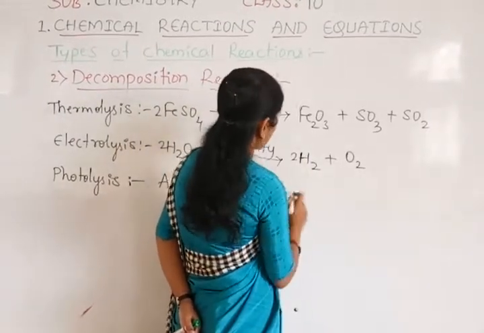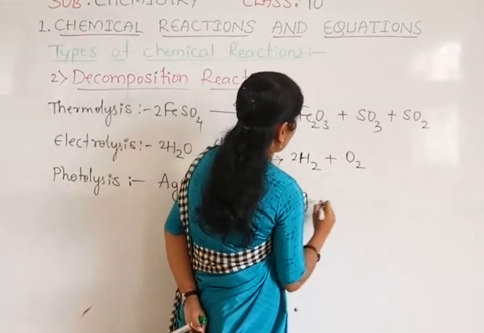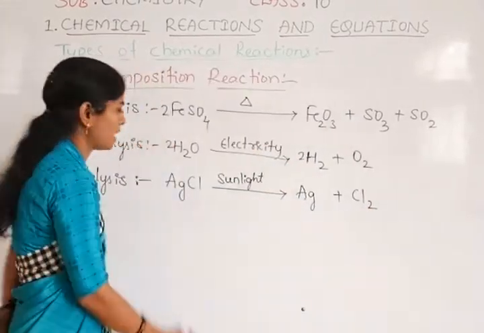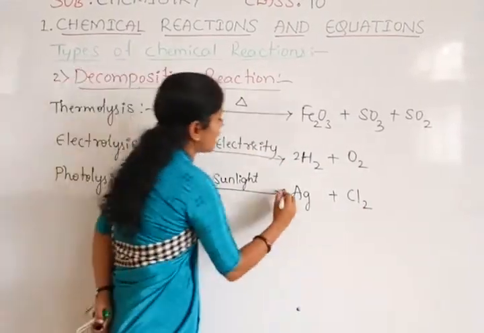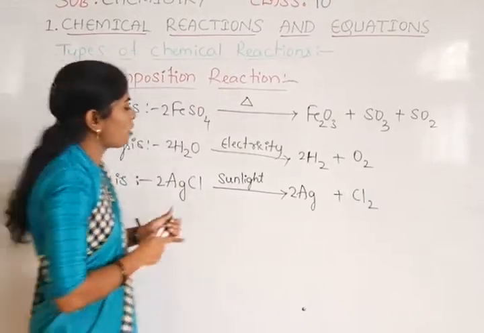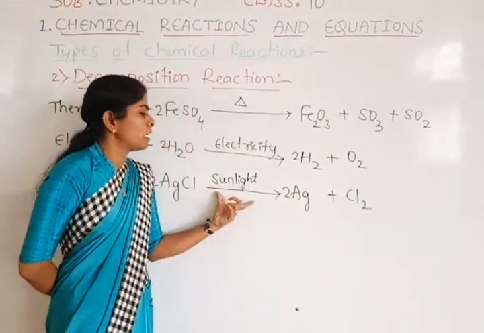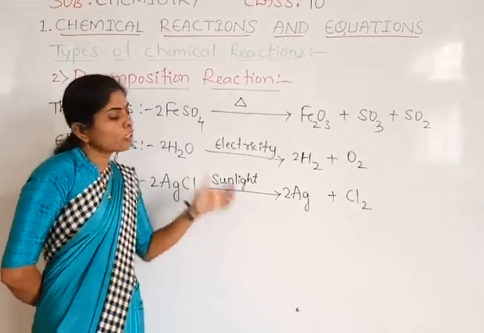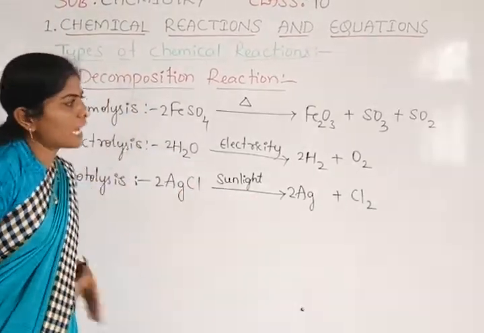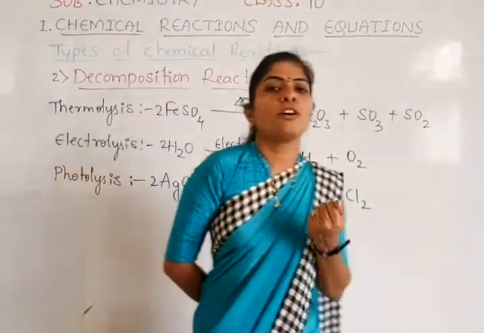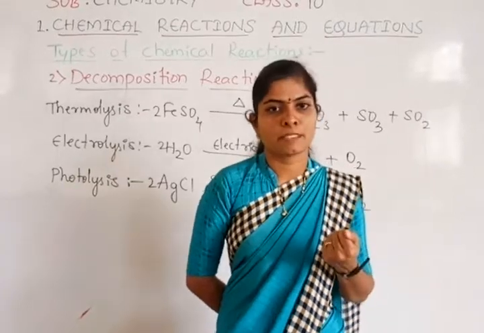The silver and chlorine gas will be evolved. Yes, the silver as well as chlorine will be evolved here. So there also the absorption of energy takes place in the form of sunlight. So when we take this as the example, here the absorption of heat energy takes place.